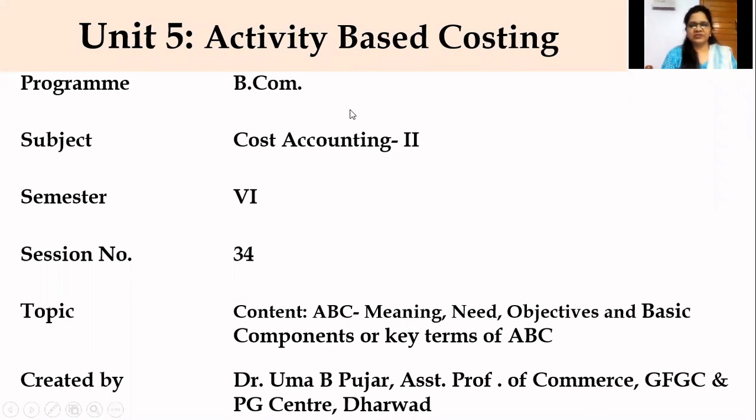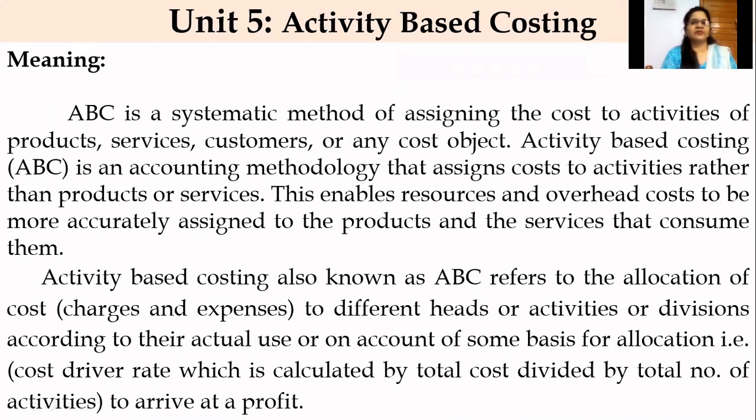First, let us see what is the meaning of activity-based costing. We also call it ABC. ABC is a systematic method of assigning the cost to activities of products, services, customers, or any cost object. Activity-based costing is an accounting methodology that assigns cost to activities rather than products or services. This enables resources and overhead costs to be more accurately assigned to the products and the services that consume them.